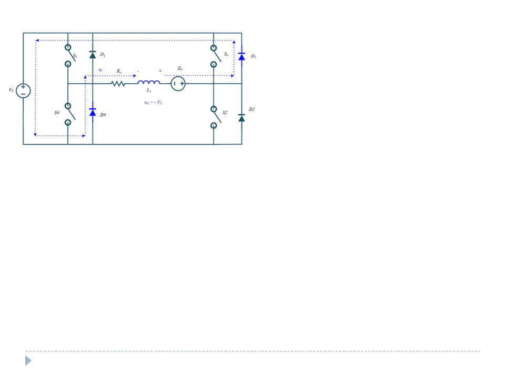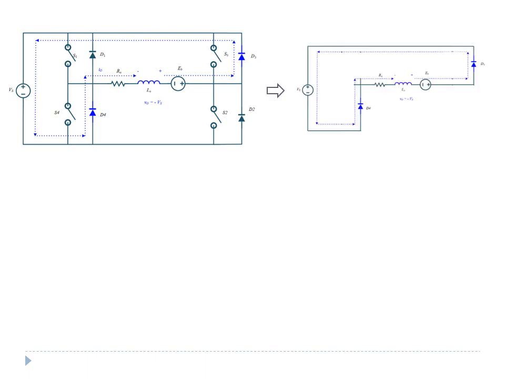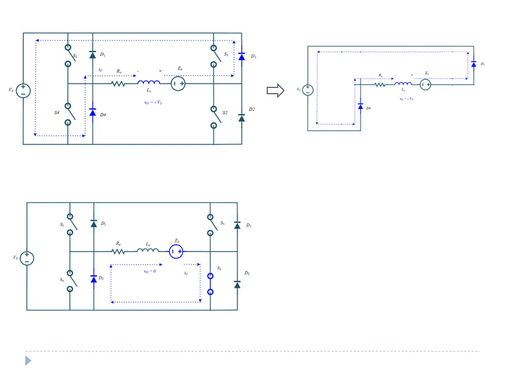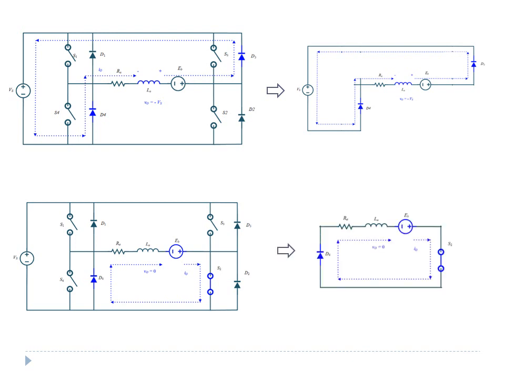In the fourth quadrant operation, D3 and D4 are conducting. This is the equivalent circuit. Now the direction of current flow is positive, output voltage is negative. The equivalent circuit, when S2 and D4 are conducting, the direction of current flow remains same, and energy stored in the inductor is discharged using this path. So the voltage is negative but the current is positive. So this is the fourth quadrant operation of the chopper.